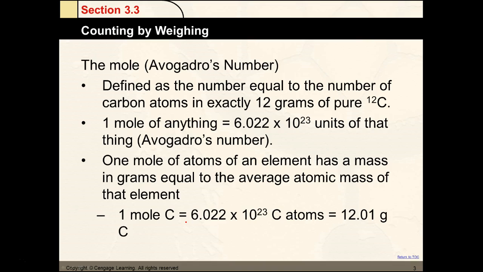And so 1 mole of carbon, or 6.022 times 10 to the 23rd atoms of carbon, would weigh its average atomic mass of 12.01 grams. And that's true of any average atomic mass on the periodic table. If you have a mole of that element's atoms, you have its average atomic mass in weight.